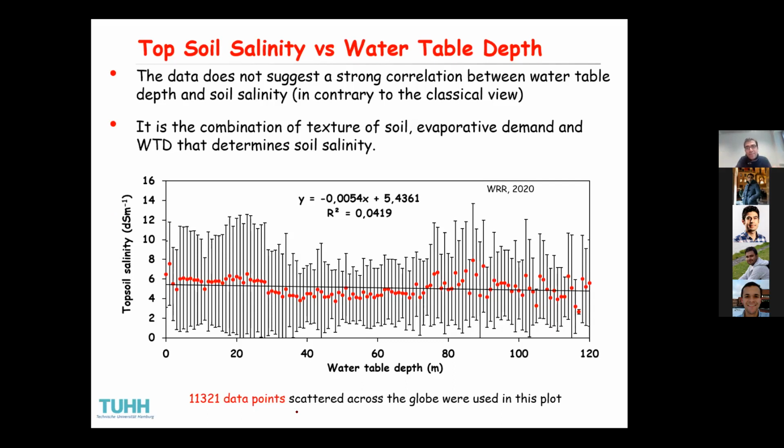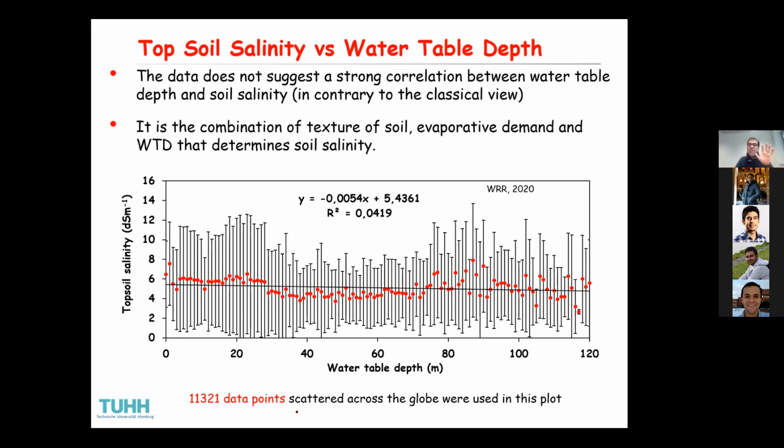From an experimental point of view, they are more or less the same. The variation is very, very minor. In the classical view of hydrology, we say that a shallower water table may result in, I don't know, higher salinity and so on. But the data gathered on the global scale doesn't suggest that. That is because it is not only the depth of the water table, it is the combination of the depth of the water table, the texture of the soil, and the evaporative demand that determines the salinity.